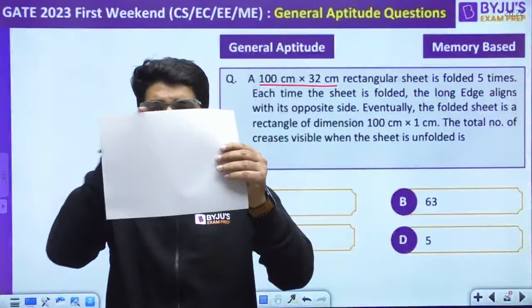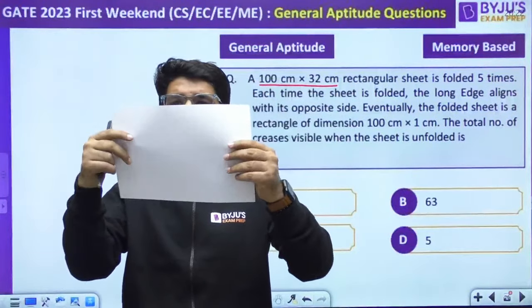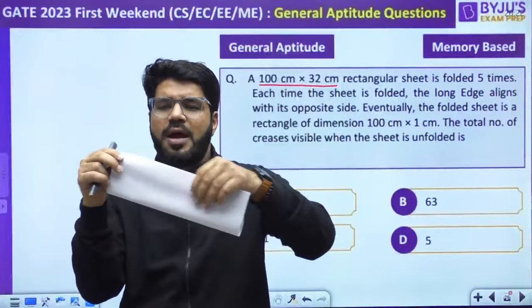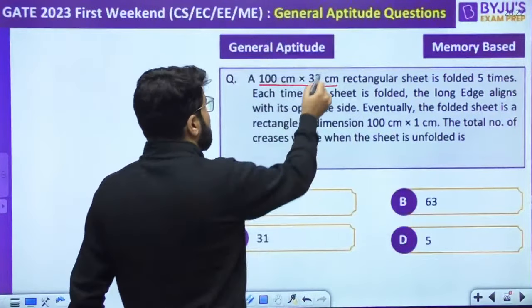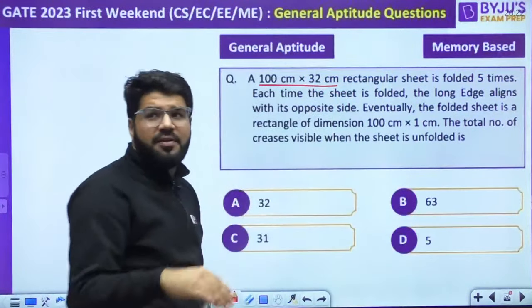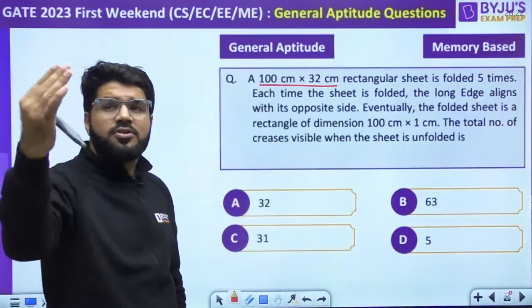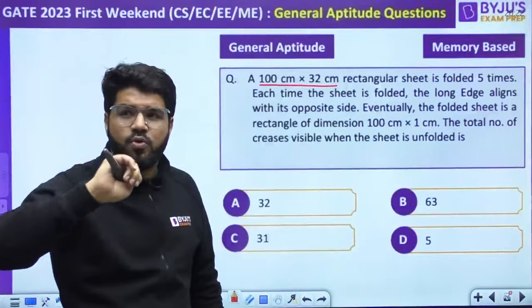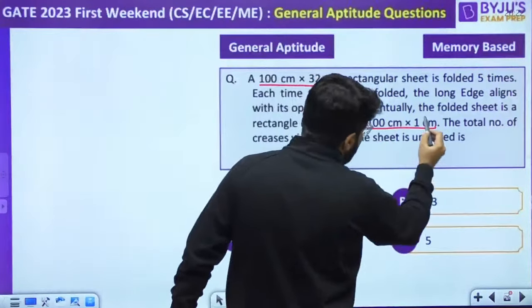Its long edge, let's take a paper here, will align with its opposite edge. So you are going to fold it like this. So every time what is going to happen? Number one, there will be no effect on the length. There is no effect on the long side, but the 32 centimeter will get halved at every operation. So 32 by 2, then again by 2, again by 2, 5 times. So 32 divided by 2 to the power 5. That is why it is 1 centimeter at the end.